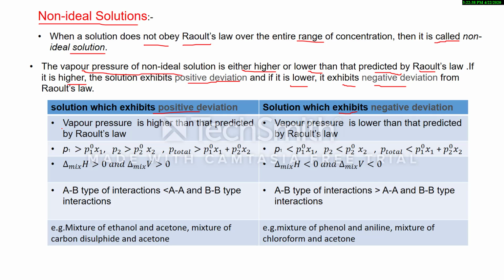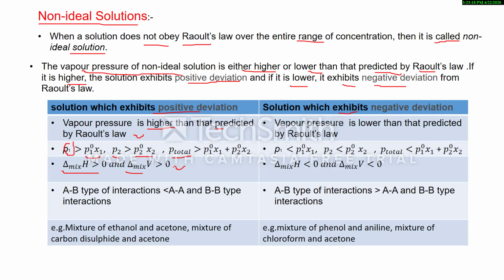Now we can compare these two types of solutions, that is, the solution which exhibits positive deviation and the solution which exhibits negative deviation. As we discussed, in positive deviation the vapor pressure is higher than that predicted by Raoult's law. Mathematically, the vapor pressure of component 1 is higher than the product of these two terms. In the same way, the vapor pressure of component 2 is higher than the product of these two. So we can say P total is higher than the sum of P1 plus P2 as predicted by Raoult's law. In positive deviation, delta H mixing is greater than 0, that is positive, and delta V mixing is greater than 0, that is also positive.